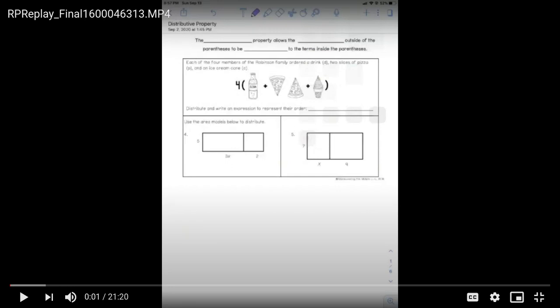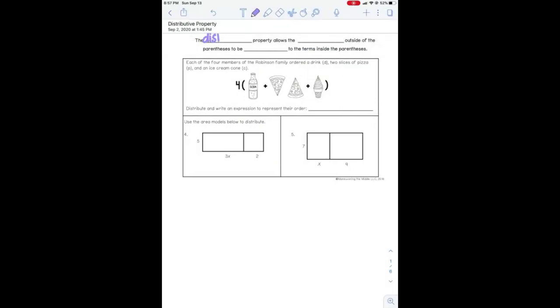I'm going to warn you now, but it is worth watching every minute of me going through this with you, because this is a skill you will be using the rest of the time you are in high school. I promise you, okay? So, the distributive property allows the number outside of the parentheses to be distributed to the terms inside the parentheses.